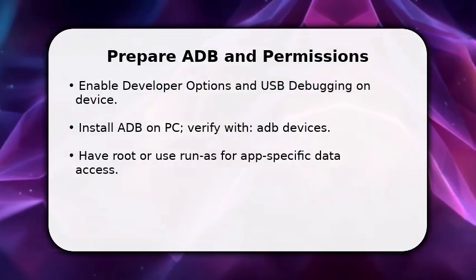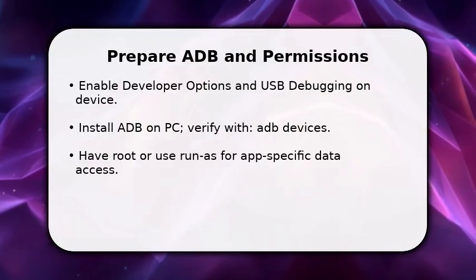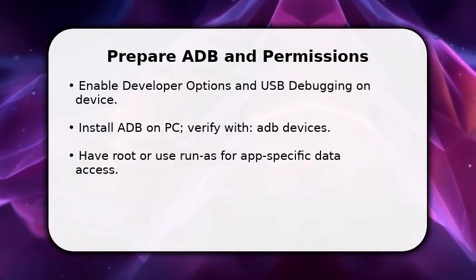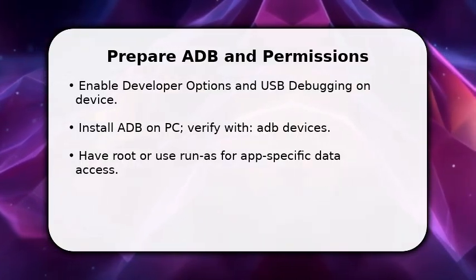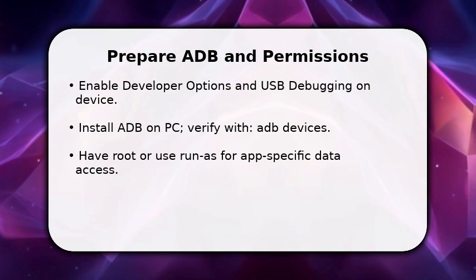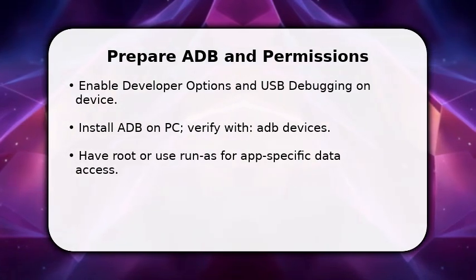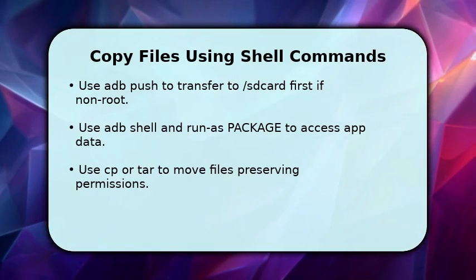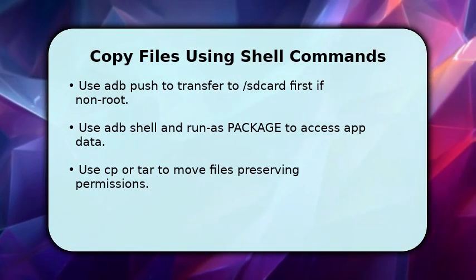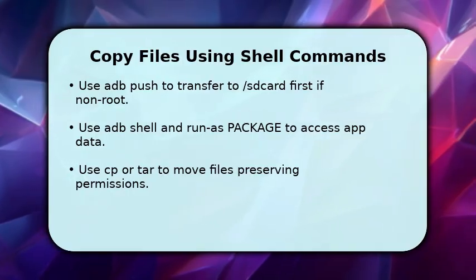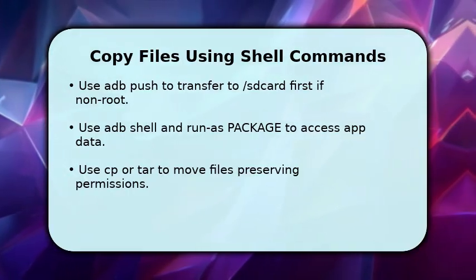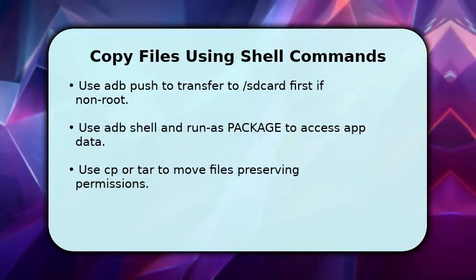Once done, open a shell with adb shell, because you'll use commands that require elevated or app-level permissions to copy files into the protected data area. You now perform the middle steps, transfer and move files into /data. If non-root, adb push to /sdcard, then adb shell and run-as com.example.app to gain that app's UID.